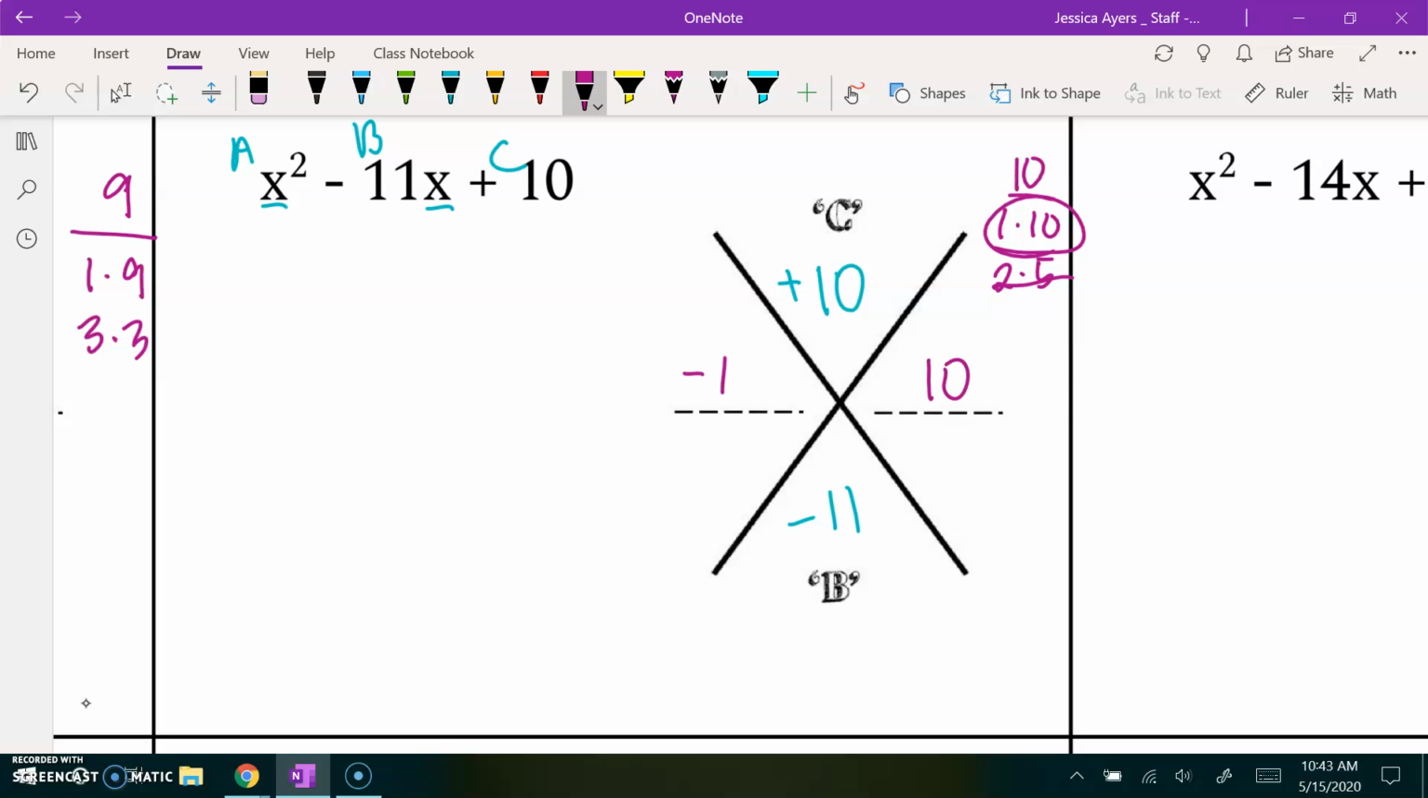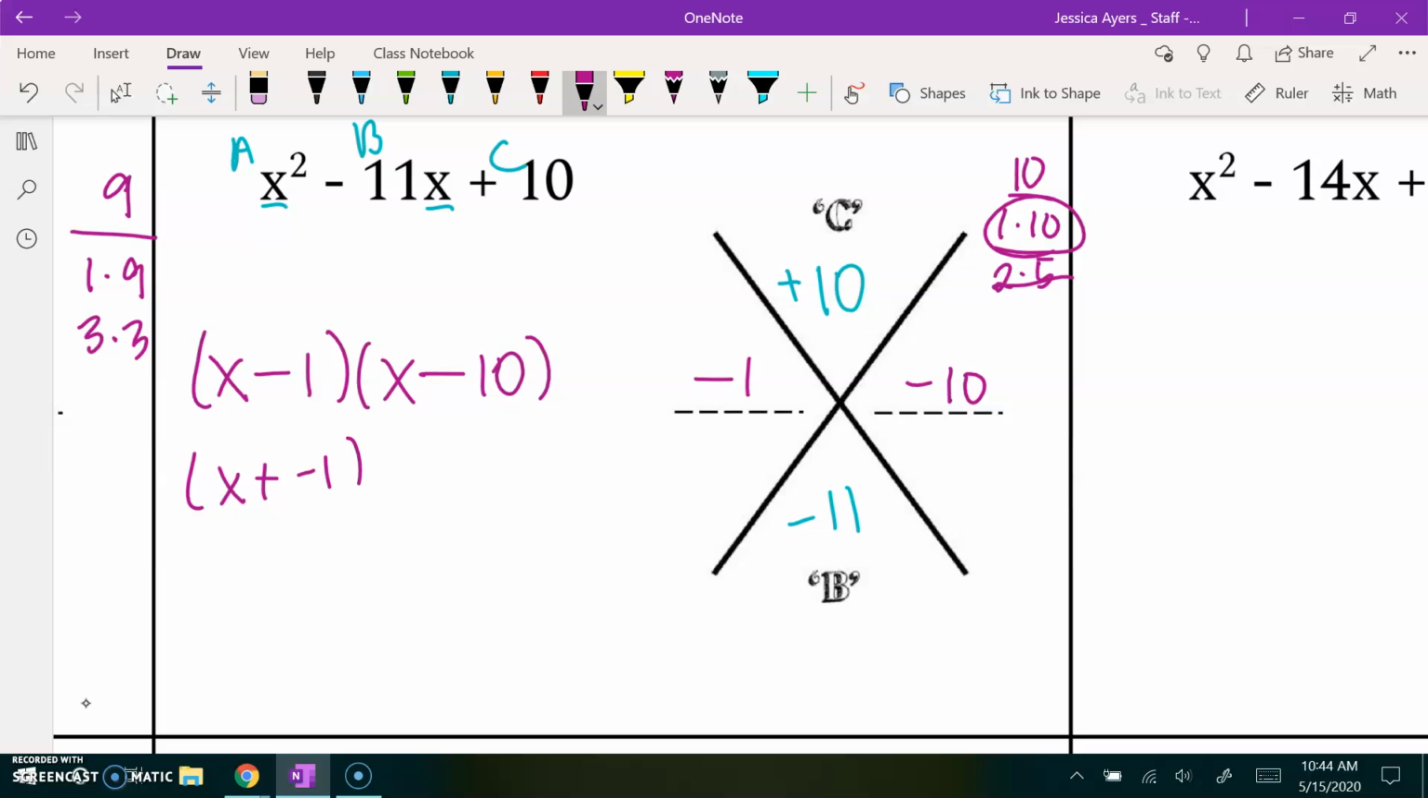If they're both positive, then positive 1 times positive 10 gives me positive 10. But positive 1 plus positive 10 gives me a positive 11 instead of a negative. So we're just going to change those up. It's going to be a negative 1 and a negative 10. Because negative 1 times negative 10 is positive 10. Negative 1 plus negative 10 is negative 11. Putting into our parentheses, we get x minus 1 times x minus 10. You also could write x plus negative 1 if you wanted to, and x plus negative 10. That wouldn't be wrong. It's just not the way we like to see it.